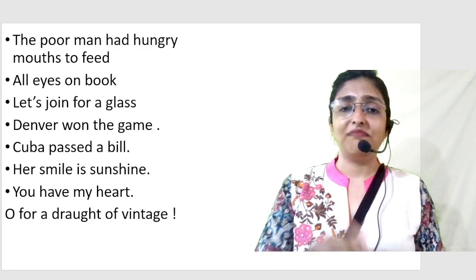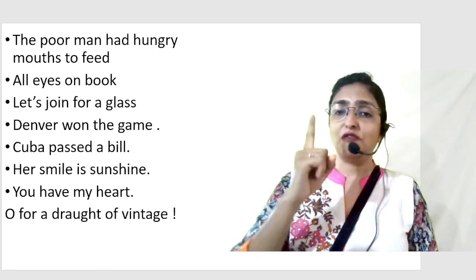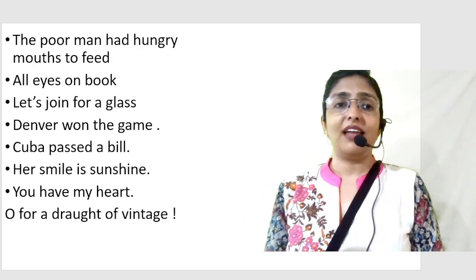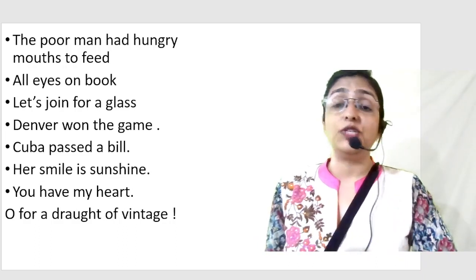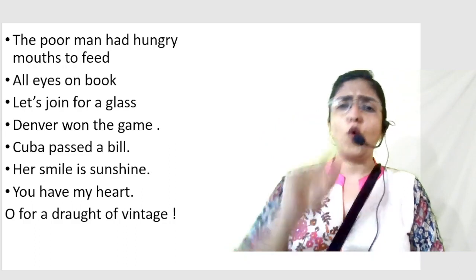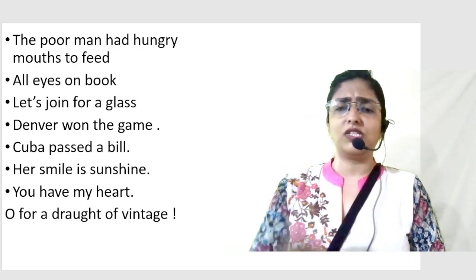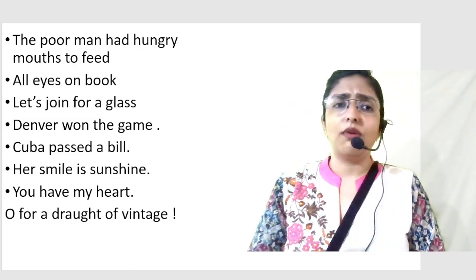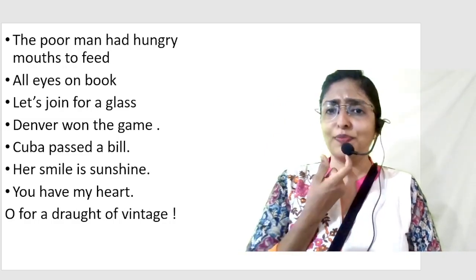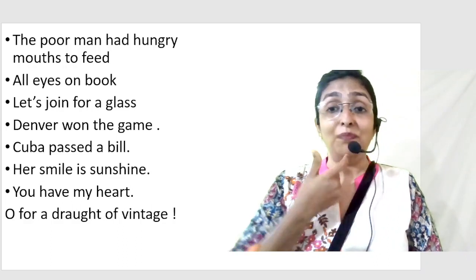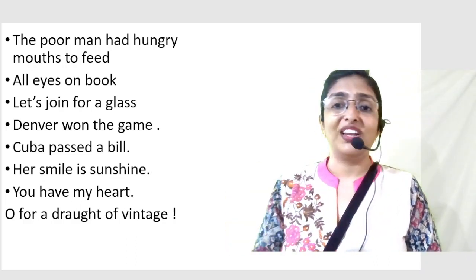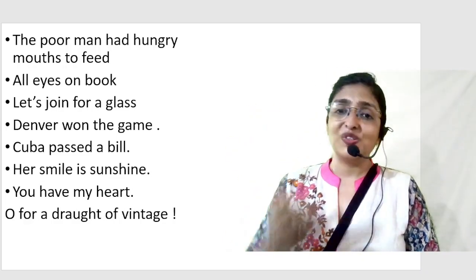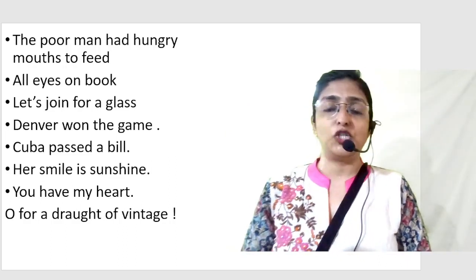Next are some practice questions I have got for you. The first one, you have to identify the figure of speech. The poor man had hungry mouths to feed. Out of these four which I have discussed today, metonymy, synecdoche, simile, metaphor, which is the correct option? The poor man had hungry mouths to feed. Mouth is a part, and part represents whole. And what is the whole? It could be his children, it could be his family members. So the figure of speech is synecdoche.